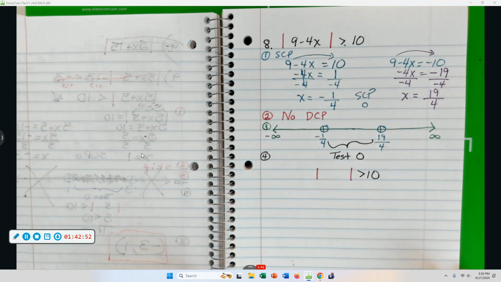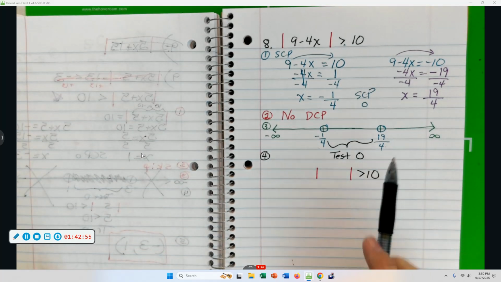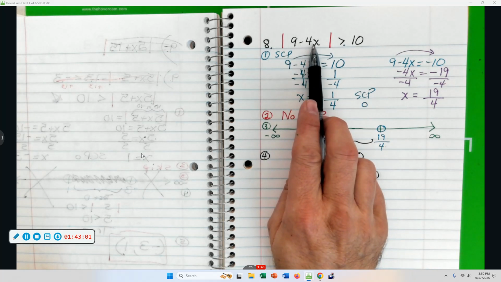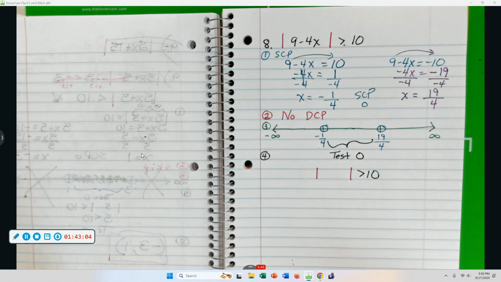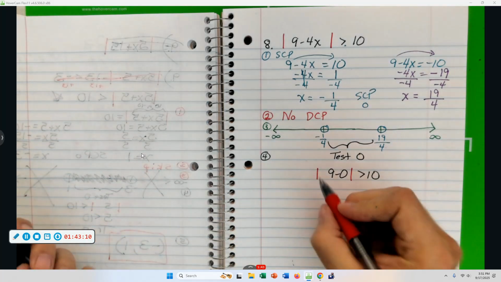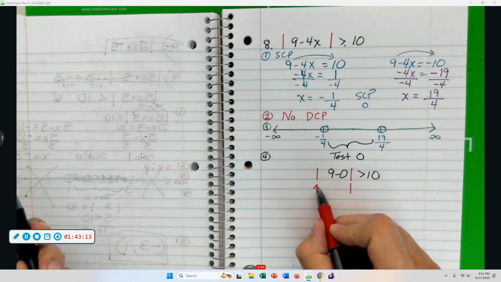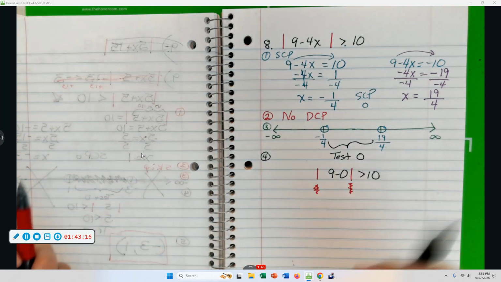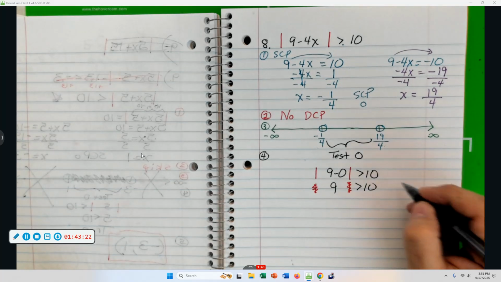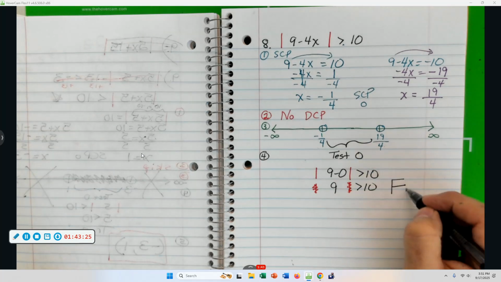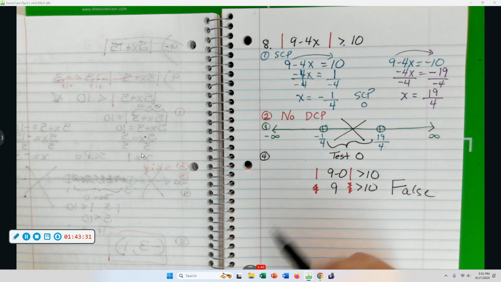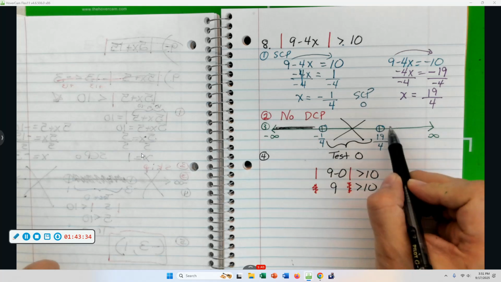Okay, now we're going to plug in 0 into the original problem. 9 minus 4 times 0. That's just going to be 9. All right, 9 minus. Now, what is the absolute value of 9? Before you decide true or false. Yeah, just 9. So we have 9 is greater than 10. True or false? False. So this one's false. Cross it out. And what about the other two? Shade them in.